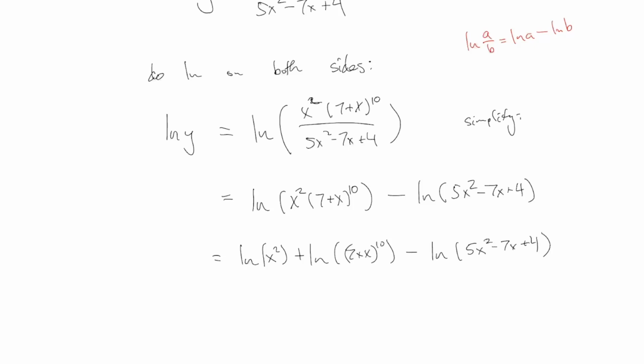And then one more step, I can bring the exponents inside the logs down to the front. That was our last property of the natural log function. So this becomes 2 ln x, right? Each of those exponents on the inside can come down into the front as a coefficient. 10 ln of 7 plus x, and then this last one has to stay as is.